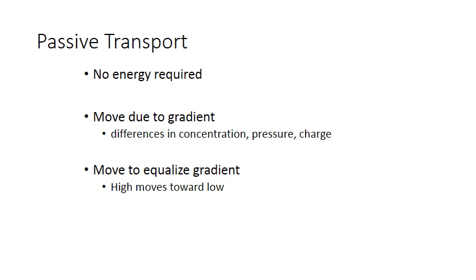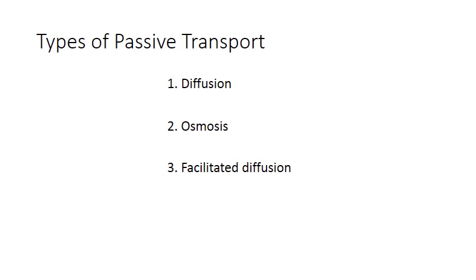They move to equalize the gradient. What is another way to say equalize the gradient? Equilibrium, or isotonic. Yeah, so an equilibrium or an isotonic state. Different types of passive transport include diffusion, osmosis, and facilitated diffusion.